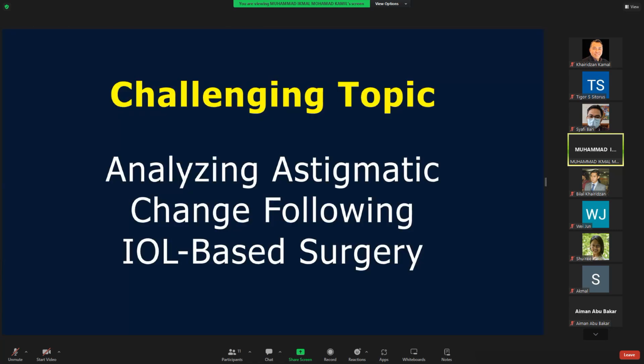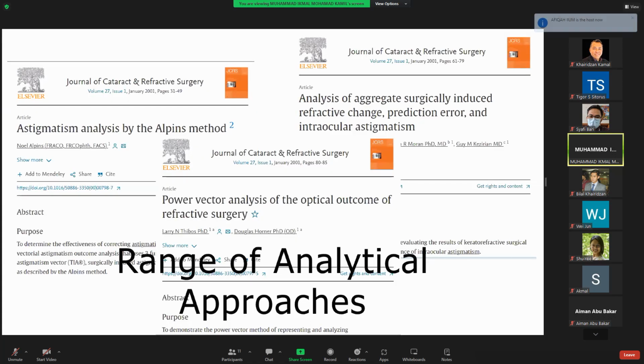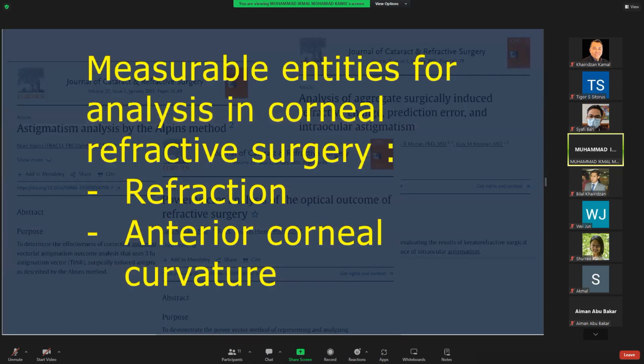This is a challenging topic because analyzing astigmatism change following IOL-based surgery is more difficult compared to the corneal-based surgery. Yeah, because the first thing why it is difficult is there is a range of analytical approaches, Alpins method, power vector analysis, multiple methods that the scientists have already come out with for the analysis.